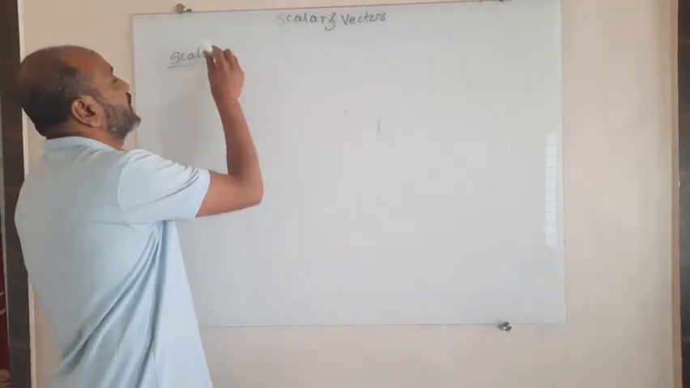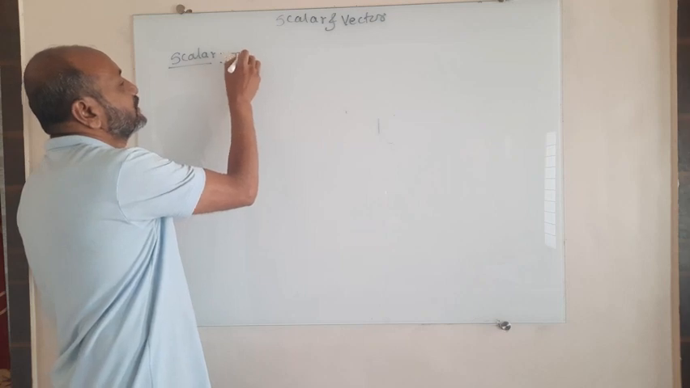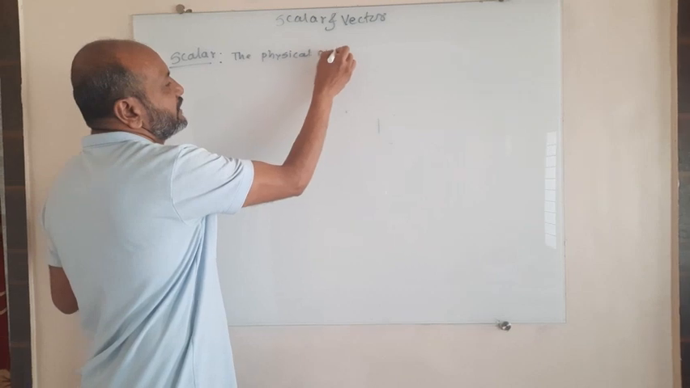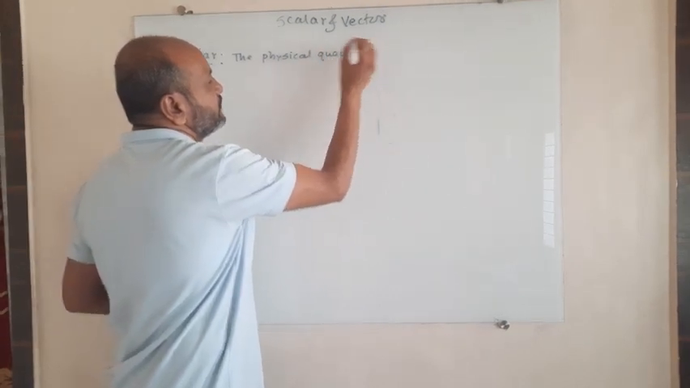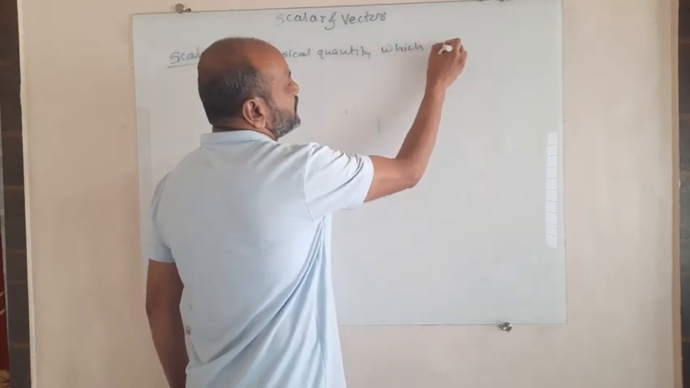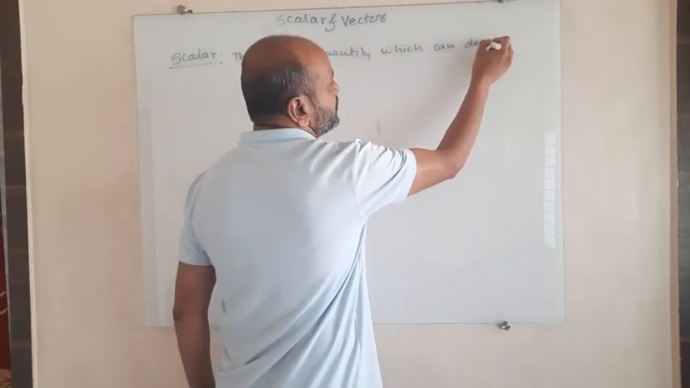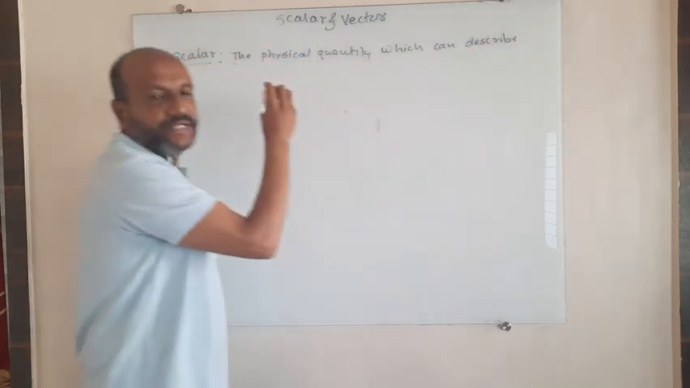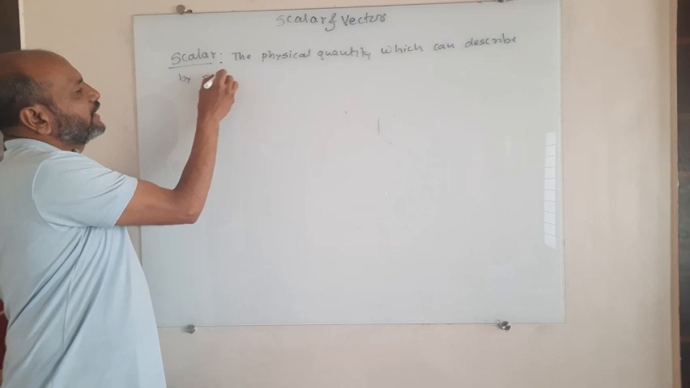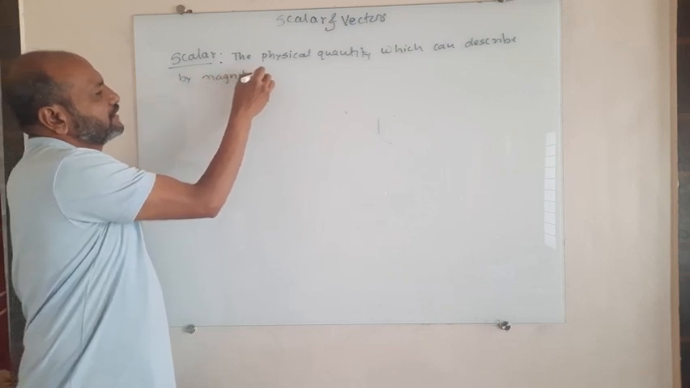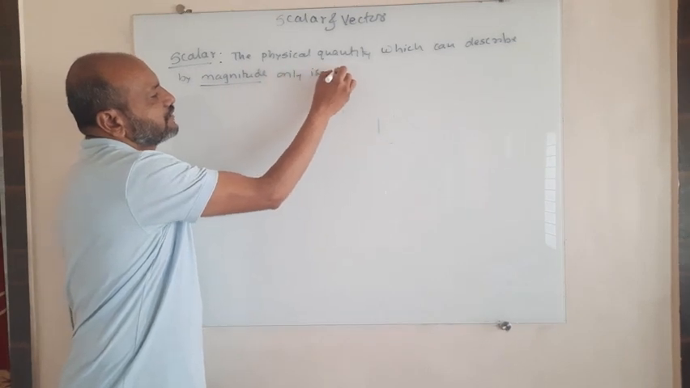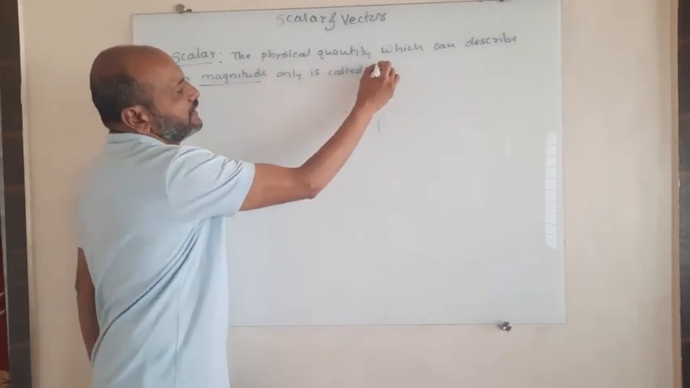Scalar is defined as the physical quantity which can be described by magnitude only. Magnitude only is called the scalar quantity.